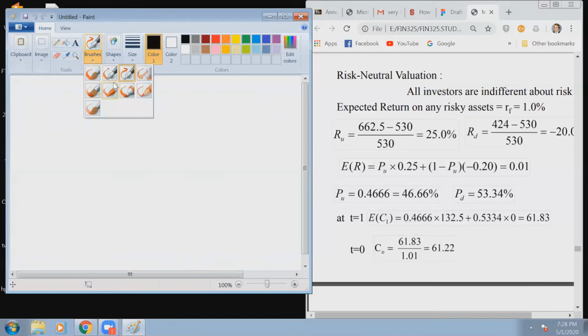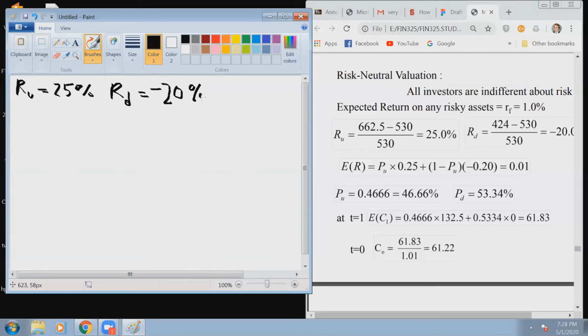Okay, so I'm going to write the information that we've calculated. We've calculated the return in an upturn, and that is going to be a positive 25%. We've calculated the return in a downturn to be a negative 20%. We've calculated the probability of an upturn to be 46.66% of the time, and the probability of a downturn to be 53.34%.